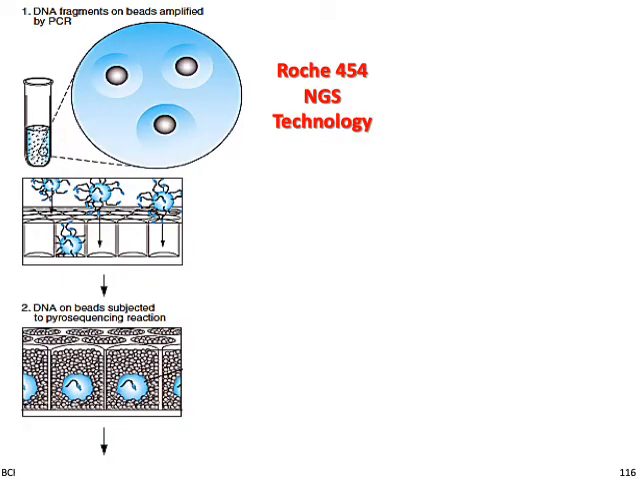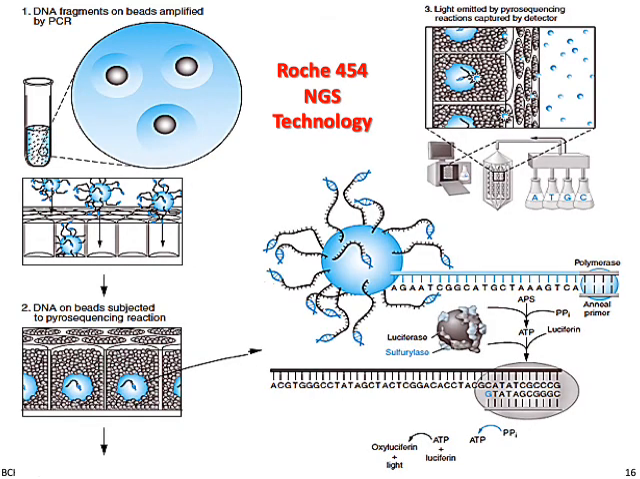So you can see this figure summarizes the principle. You can see that in each well there is a bead, and this bead has the DNA template attached to it. The DNA on the bead is subjected to the sequencing reaction. You can see on the bead they have the template, and the primer anneals. You add the nucleotide with the label.